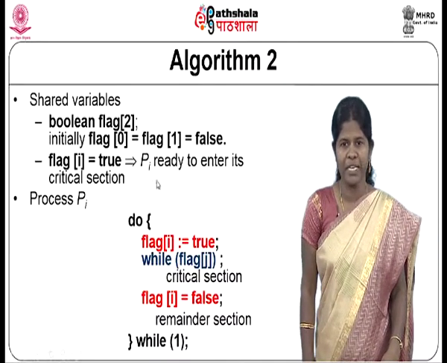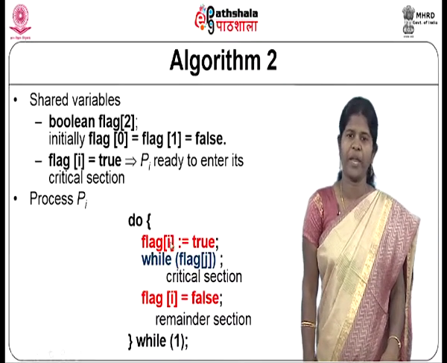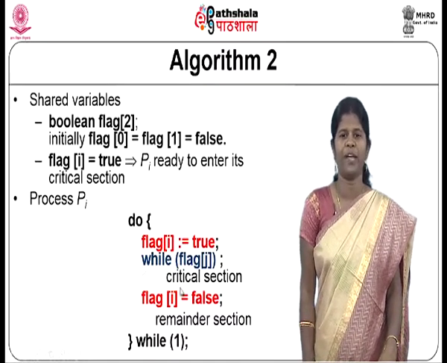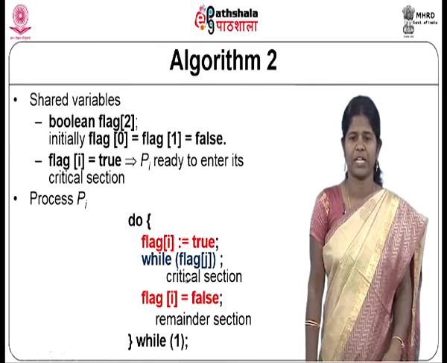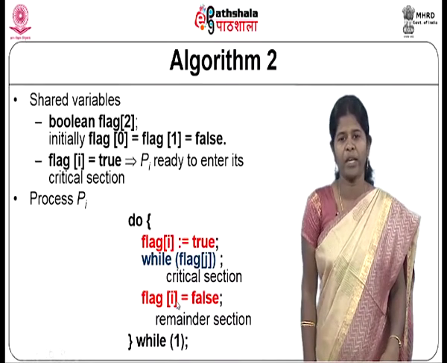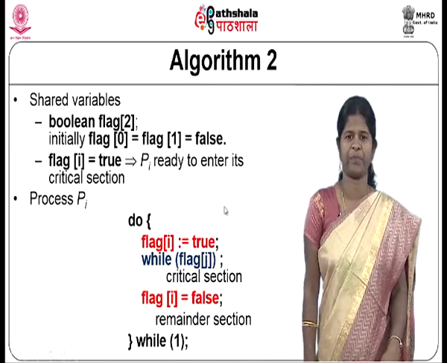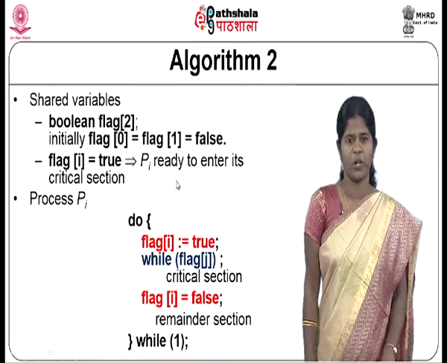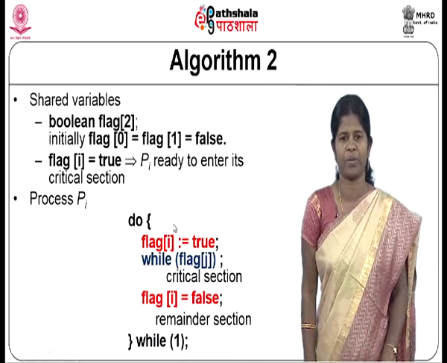And if P1 is executing, then for P1 the code will be: flag of 1 equal to true, while flag of 0, critical section, flag of 1 equal to false, remainder section. So there are two processes, and this is a solution for two processes to solve this critical section problem.